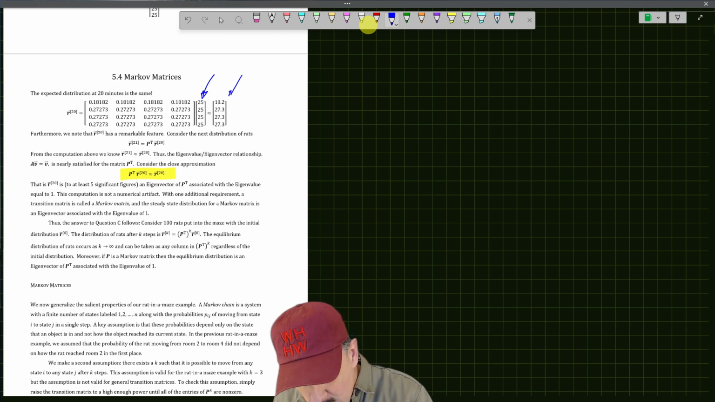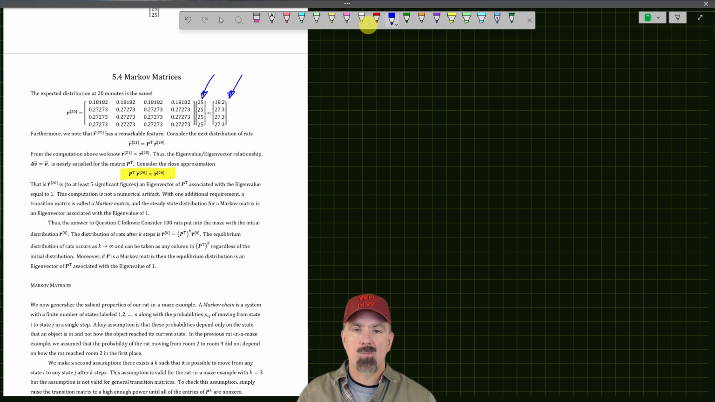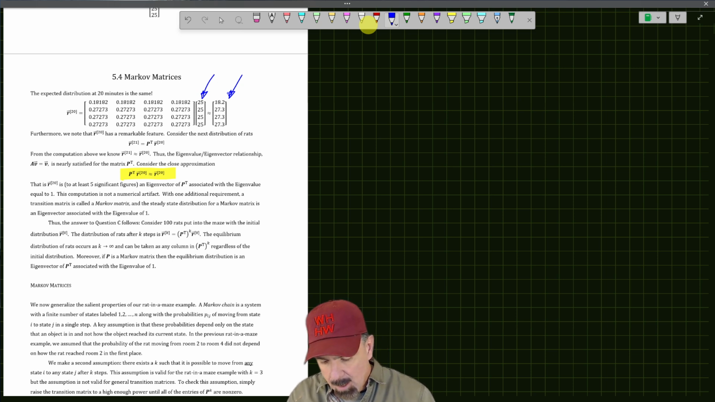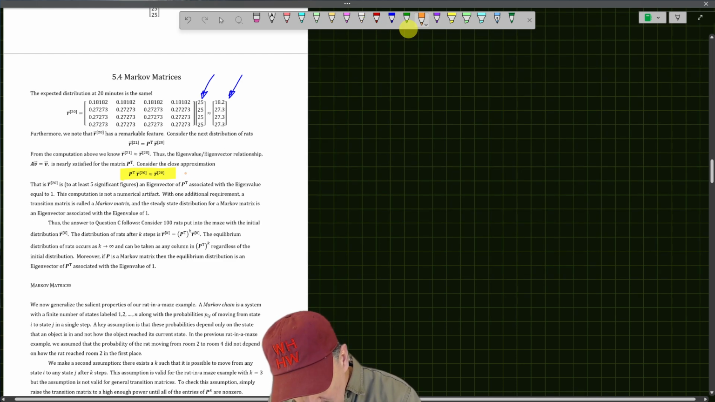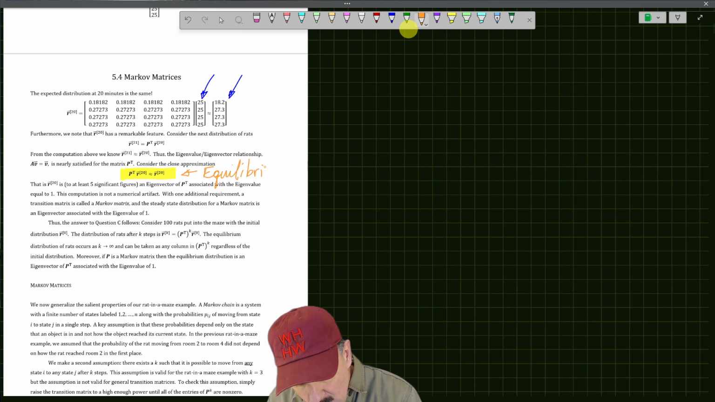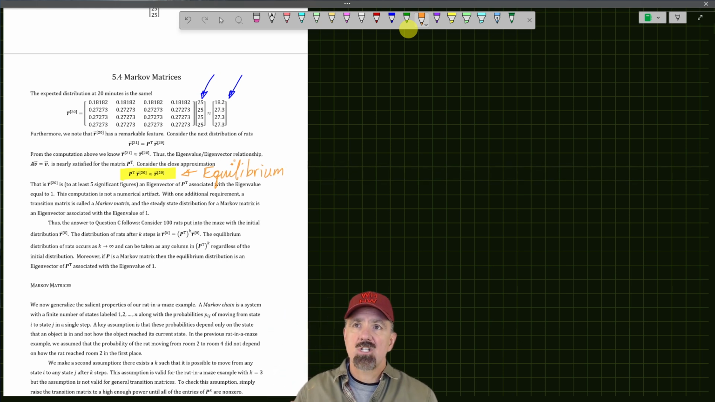And the expected number of rats in each room is given by, of course, P transpose to the 20th power times the initial. But what you'll notice is this is the whole idea right here of equilibrium. So let me highlight this. This is the idea of the equilibrium, which is that the 21st step is almost the same as the 20th step, right?